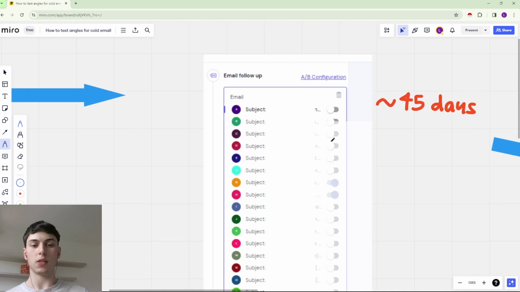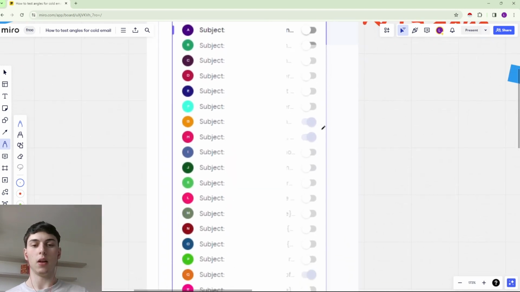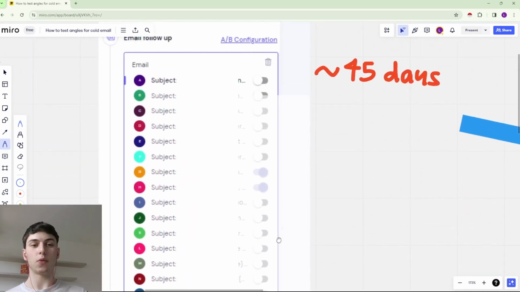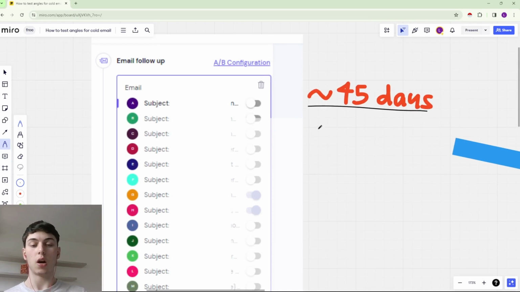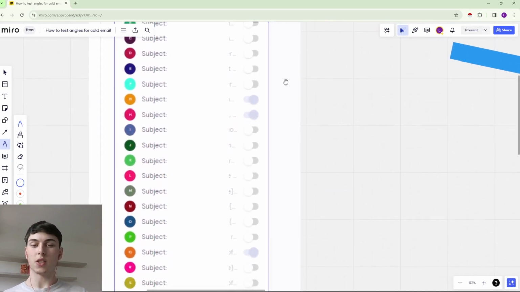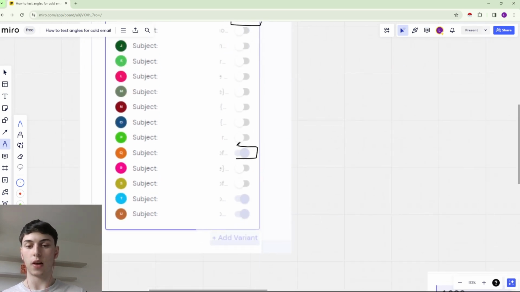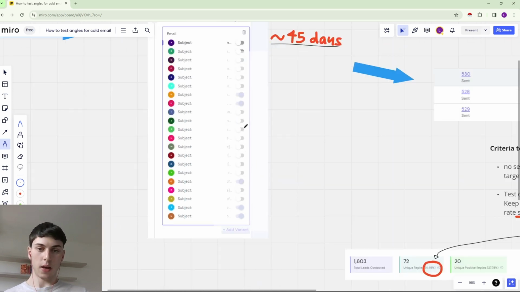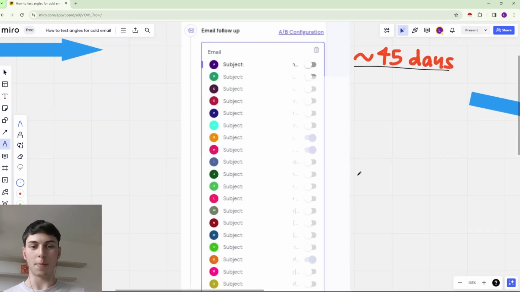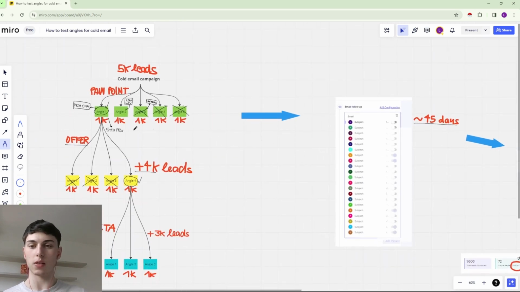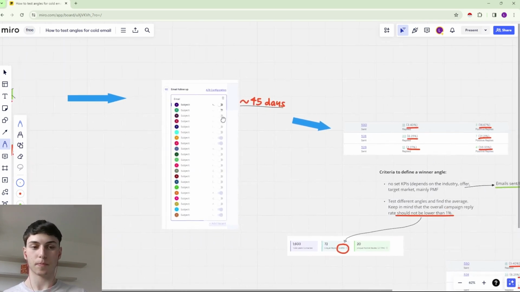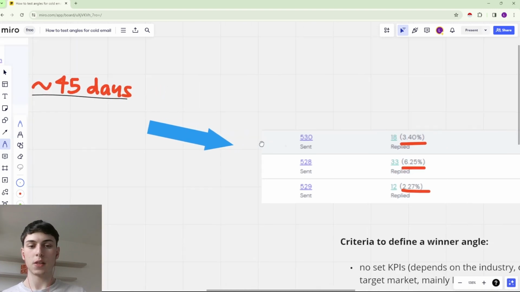This is a campaign, as you can see, where we've tested many variants. And after around 45 days of running this campaign, the only variants that were active were like five of them. And the other ones were all paused. And this is exactly what happens when you're split testing angles like this, using this process.